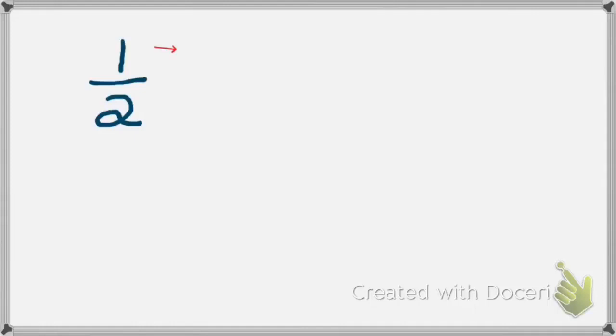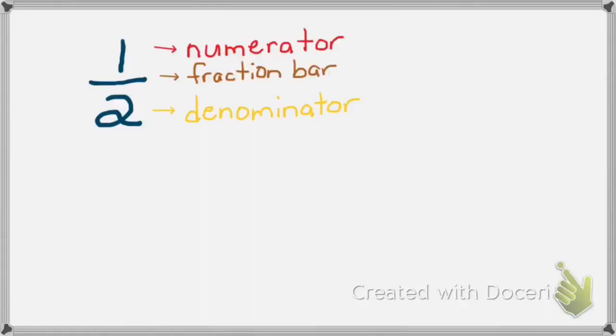The top number in the fraction is called the numerator. Say it with me, numerator. The bottom number in the fraction is called the denominator. Say it with me, denominator. How do I remember the two? Well, I remember denominator starts with a D for down because it's the number that's down of the two of them. Numerator is my top number, my down number is my denominator. I also have this line in between the two numbers, and that is called my fraction bar.